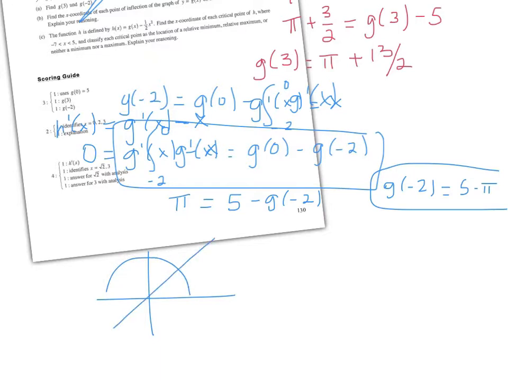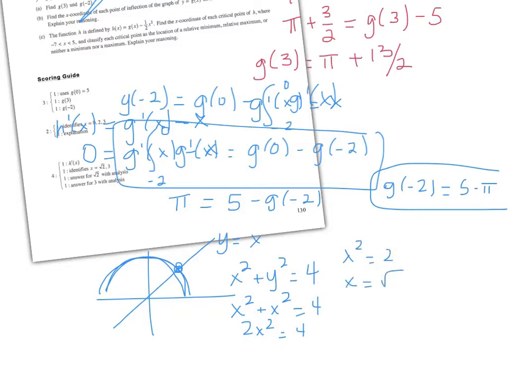It's where you're on the line y equals x, and you're on this semicircle, which would be x squared plus y squared equals r squared, so 4. So if you replace y equals x, you'd have x squared plus x squared equals 4. So 2x squared equals 4. So x squared equals 2. So x equals square root of 2, or negative square root of 2. But in this case, it's positive, right? Based on the picture, like where I drew it.